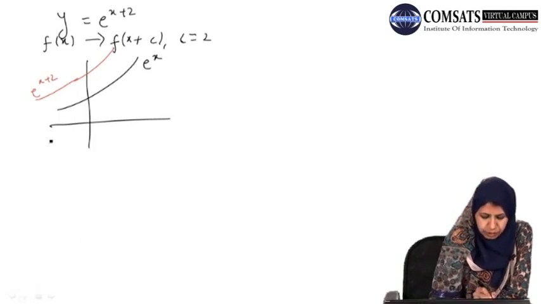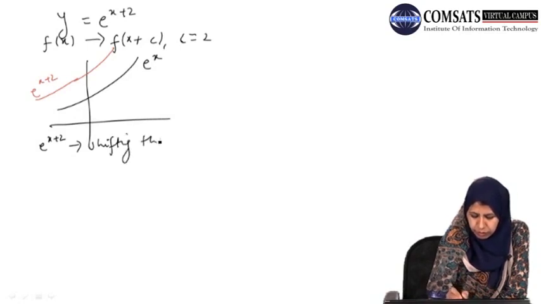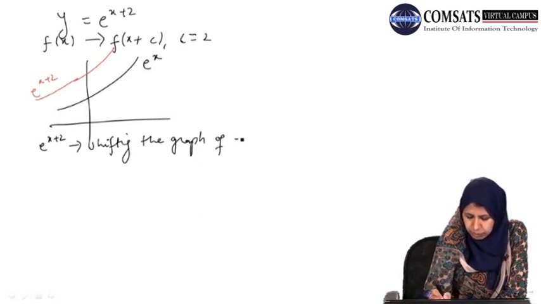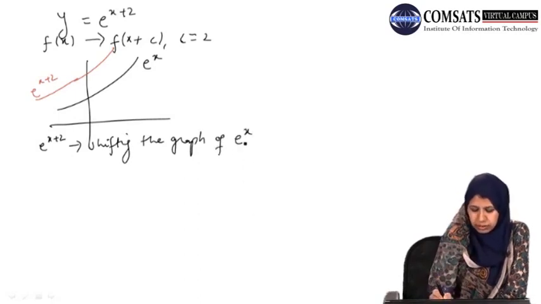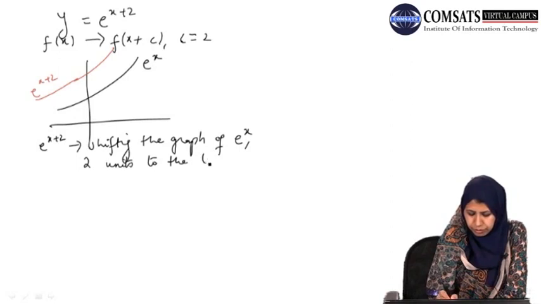That is, the graph of e to the power x plus 2 is obtained by shifting the graph of e to the power x 2 units to the left.